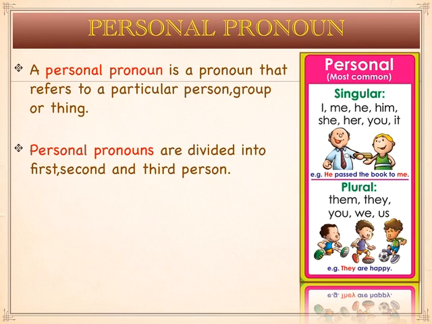And the third person refers to the person or thing that is spoken about. That means the first and second person are talking about the third one. So the pronouns used for third person are he, she, it, and they.